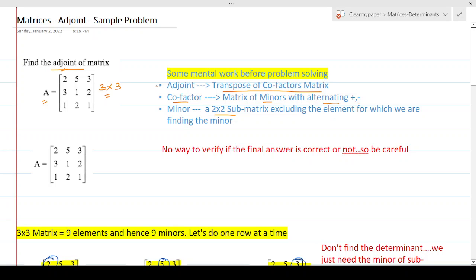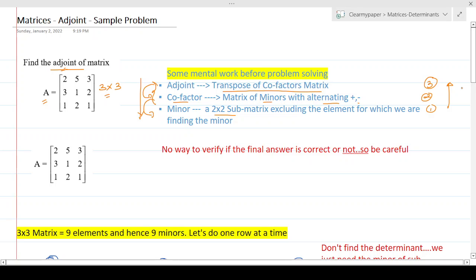So we need to just quickly recall this. Although it's top down, from adjoint we go to cofactor, and from cofactor we go to minor, while you actually solve, you are going to go in the reverse order. You find the minor first and then the cofactor, and the last step would be finding the adjoint. So that's the interesting part. In terms of interpretation of what you need to do, you go this way, but in terms of solving, you go the opposite way.